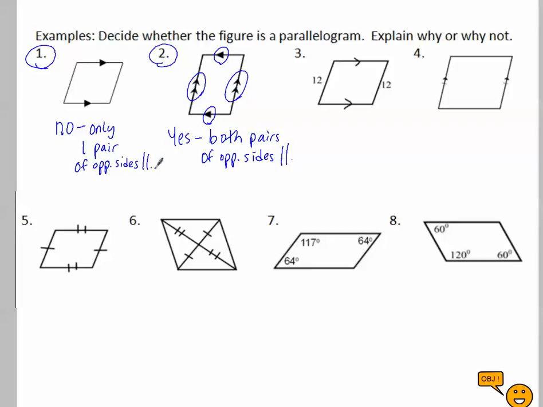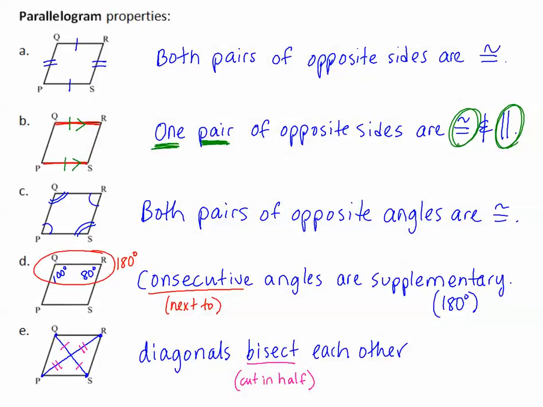Let's look at another pair of pictures that look very similar in how they're labeled. Number 3 and 4. Look at those two pictures. I see in number 3 that these opposite sides are congruent. That's congruent. And these opposite sides are parallel. But if we go back to our list of properties, is there a property that says one pair of opposite sides is congruent and one pair is parallel? Well, we have both pairs of opposite sides are congruent. If we combine congruent with parallel, then it needs to look like this, where it's the same pair of opposite sides that is both congruent and parallel.